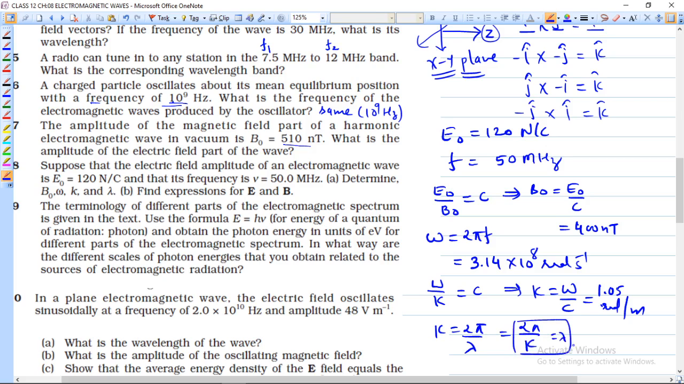Yes. So K value, yes, you have. So easily you can calculate the wavelength, and the answer of that wavelength lambda is 6 meter.